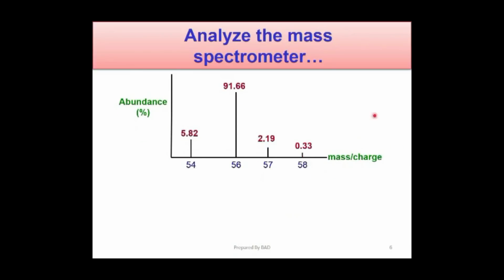At the analyzer, for example, this is the reading that we will get at the spectrometer. For example, this is a sample of ferrum. In the sample of ferrum, we have 5 types of isotope: ferrum 54, 55, 56, 57, and 58. So we want to calculate the average mass of ferrum, not for ferrum 54, not ferrum 56, but for ferrum itself.